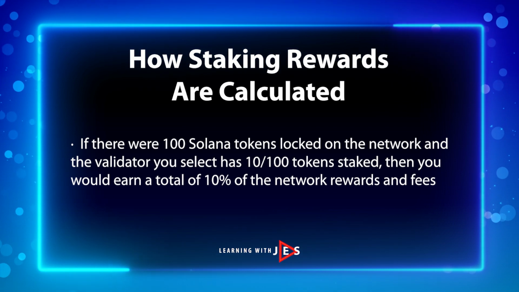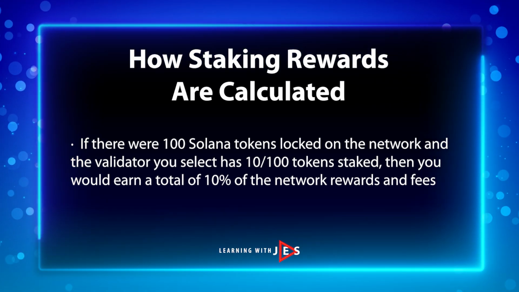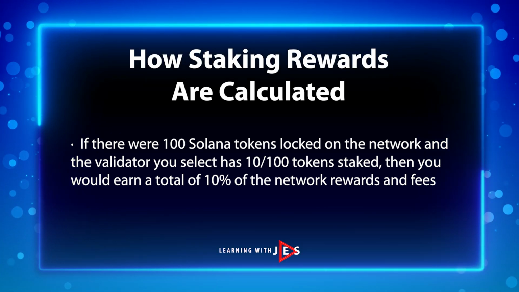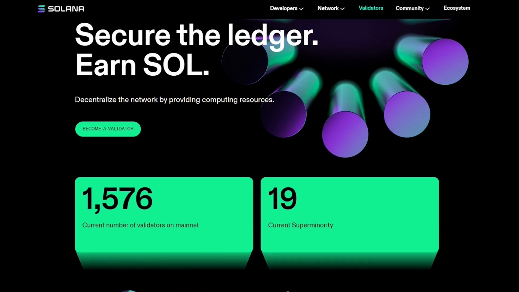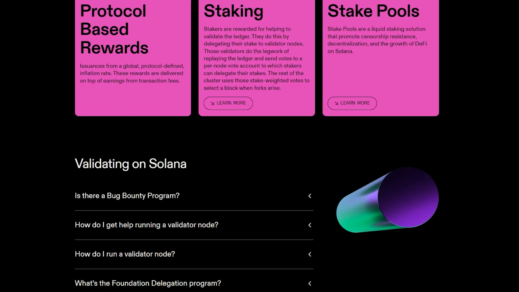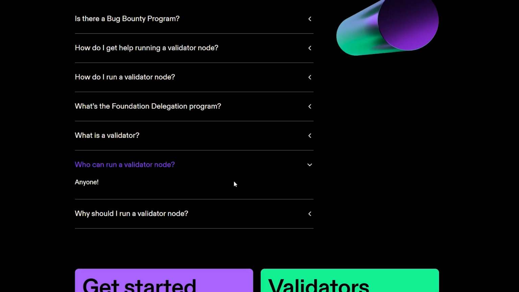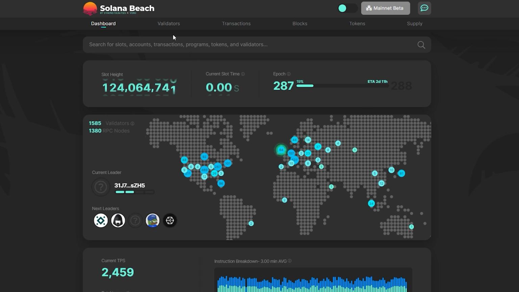If there were 100 Solana tokens locked on the Solana network, and your validator had 10 Solana locked, you would theoretically earn 10% of all network rewards over time. Anyone who owns SOL can run a validator, but users who are not technically inclined to run the software can choose to delegate to a validator instead. This is what we will be doing in today's video. We will delegate some Solana to a validator.